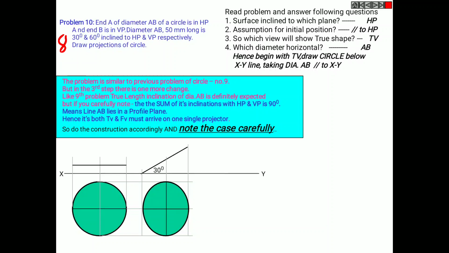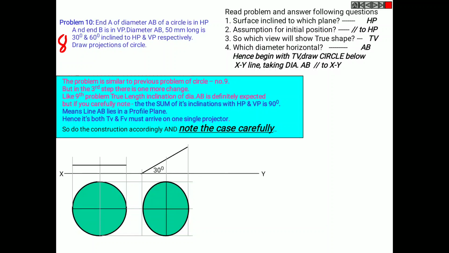So here it is telling you that the problem is similar to the previous problem of number 7. But in the third step there is one more change, like the ninth problem. True length inclination of diameter AB is definitely expected, but if you carefully note that the sum of its inclinations with HP and VP is 90 degrees, which means line AB lies in a profile plane.